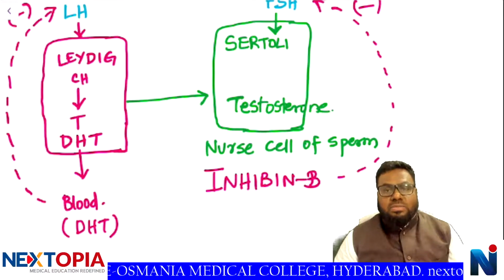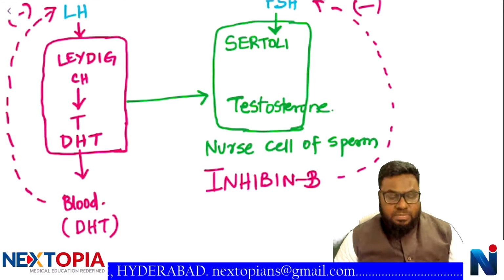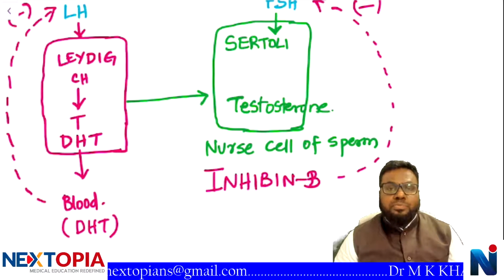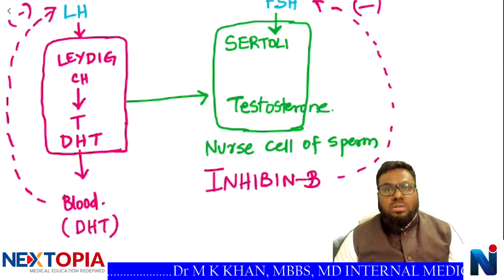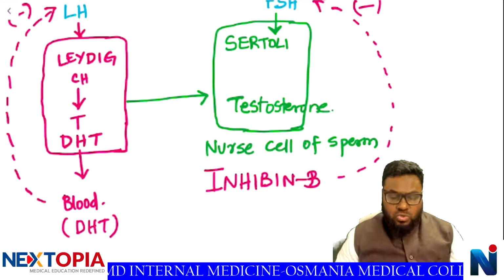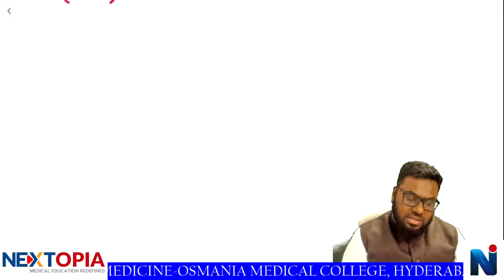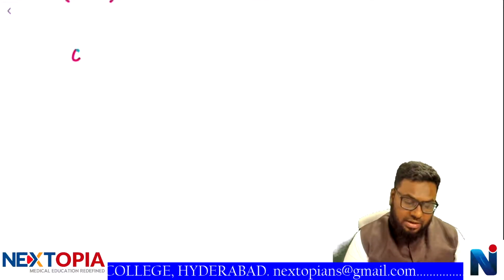Let us try to analyze. So Leydig cells express receptors for LH, and please remember these are peptide hormones, especially luteinizing hormone. The LH is a peptide hormone. Peptide hormone means it requires cyclic AMP for its activation as a secondary messenger.